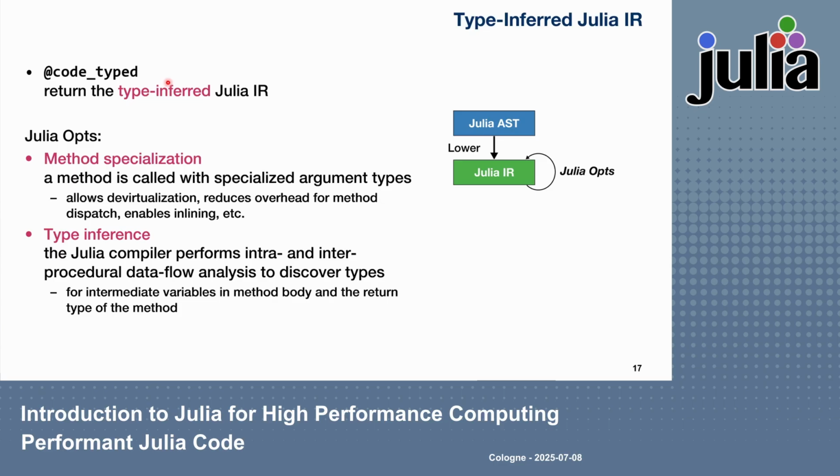And then the next step is you can use @code_typed to visualize this procedure and generate the so-called type inferred Julia IR, the type inferred Julia intermediate representation. Here, there are 2 types of optimization done. The first is the so-called method specialization. Method specialization means generating a more computer-understandable method for a specific argument. I will show you a concrete example in the next slides.